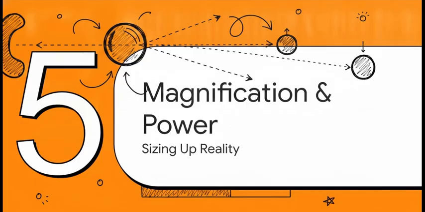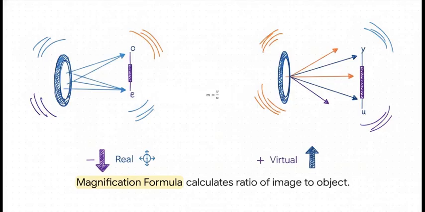Finally, Section 5, Magnification and Power, Sizing Up Reality. Okay, so the lens formula tells us where the image is, right? But the magnification formula tells us what it actually looks like. Magnification, represented by a lowercase m, is the ratio of the image height to the object height. And thanks to the physics of light rays, we can easily calculate it just by dividing our image distance v by our object distance u. So m equals v over u.